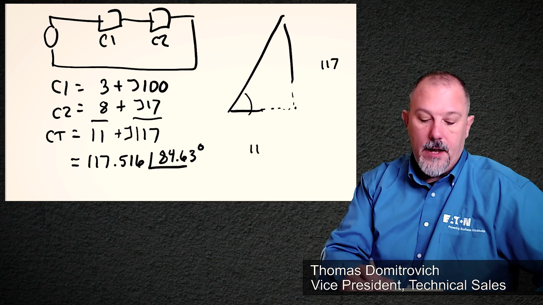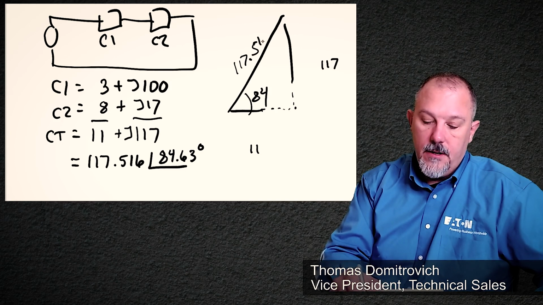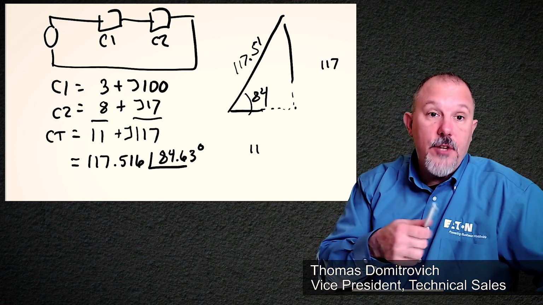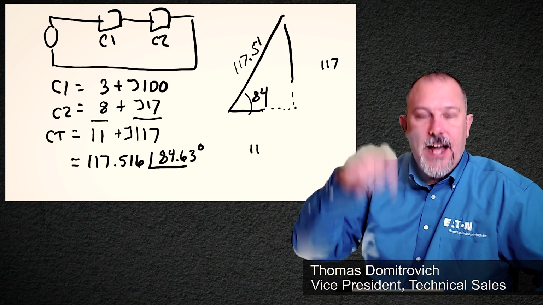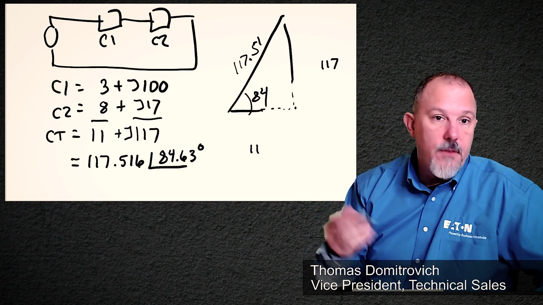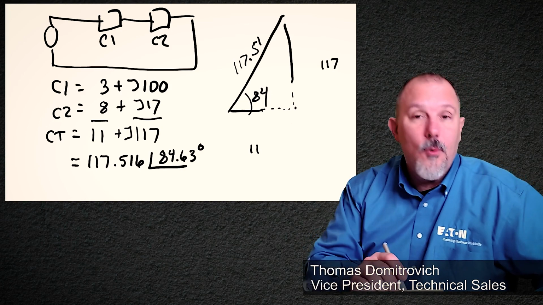And we know our new angle, 84 degrees. And this is 117.516. And this is 117, and that's 11. So that's adding triangles, and we do that, adding the r's, adding the x's, and following our rules for square root of r squared plus x squared. Okay, now that's adding. Now what if I have to multiply?